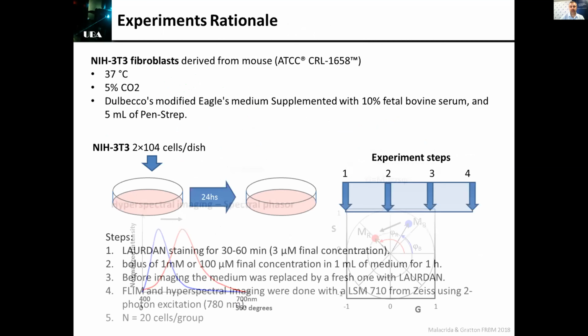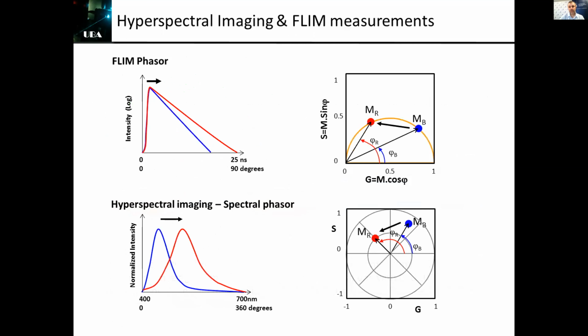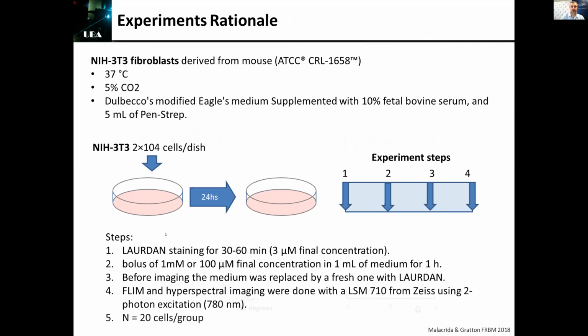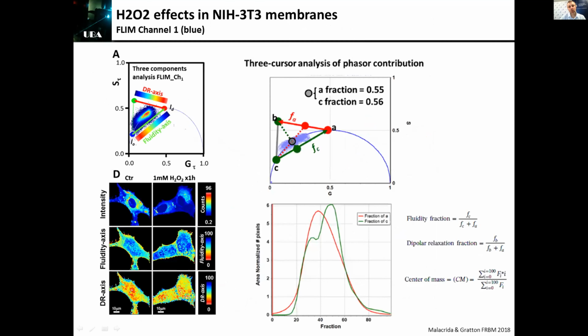We will use this approach of measuring FLIM and hyperspectral, and I explained how this works. We will use NIH fibroblasts, place them, wait for 24 hours, and then stimulate using a bolus of hydrogen peroxide at two concentrations, wait for an hour, and do the measurement for our experiment. So how will we analyze the data?